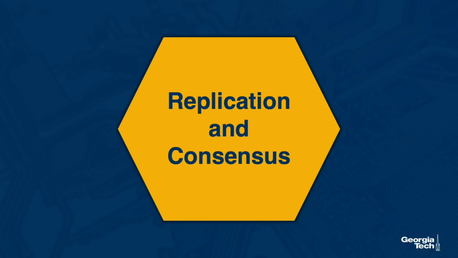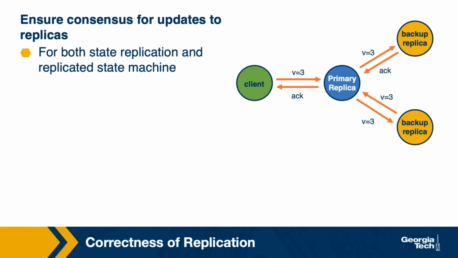Regardless of whether replication is performed using state replication or state machine replication, it's important to ensure that the replication is performed correctly. What this means is that we have to make sure that each state update or the information about each log entry is reflected at each of the replicas, that the update has the exact same value, and that a consensus can be reached among all of the nodes for what this value is.